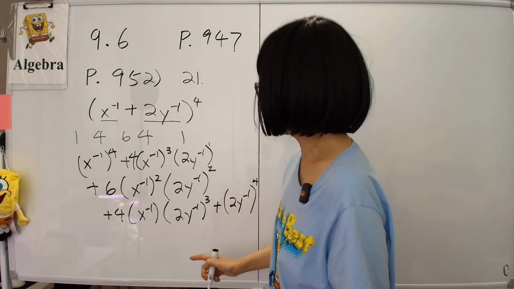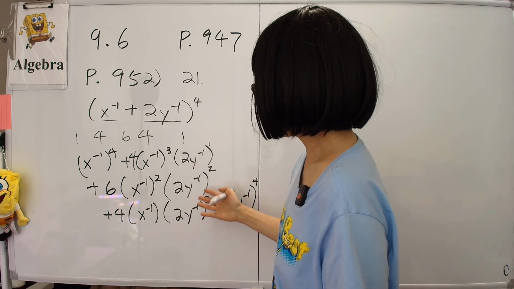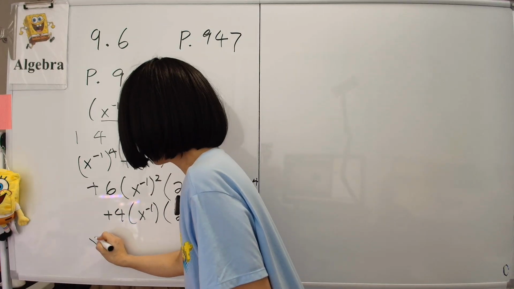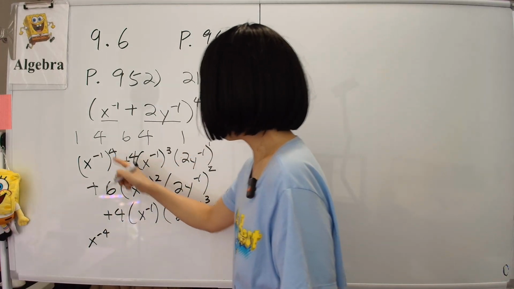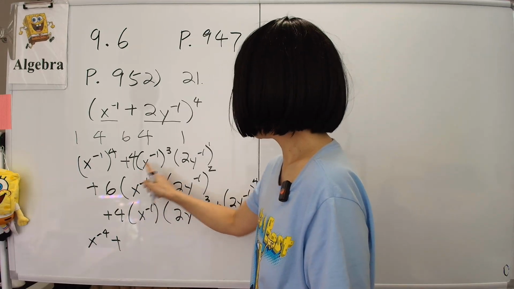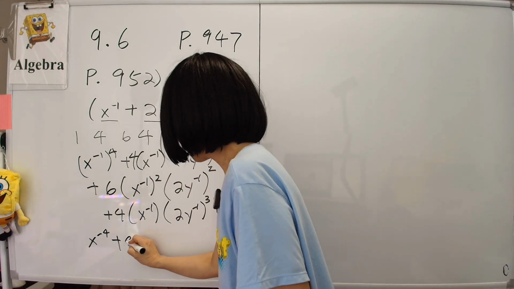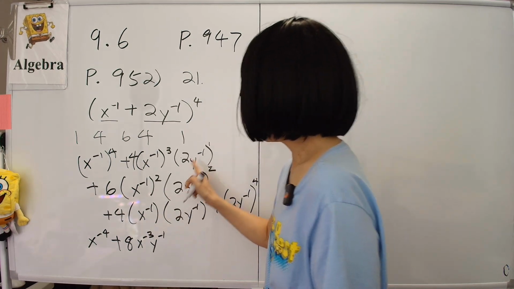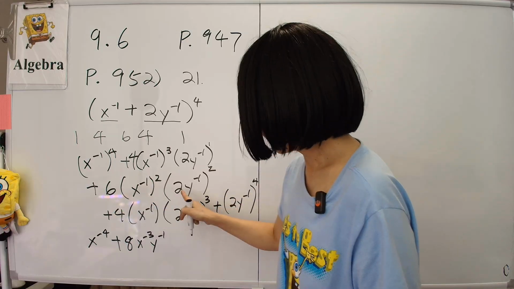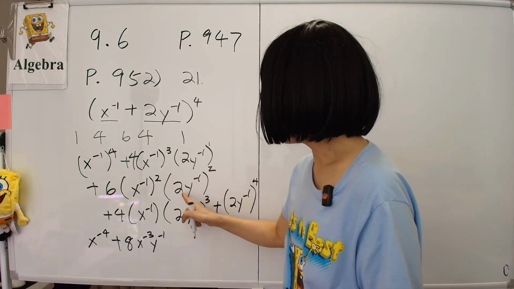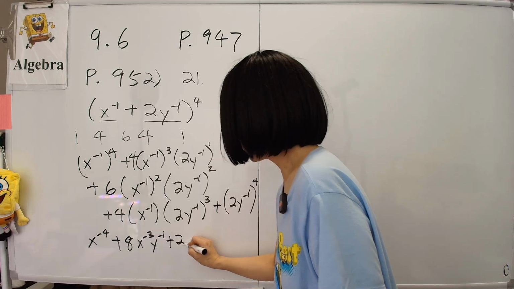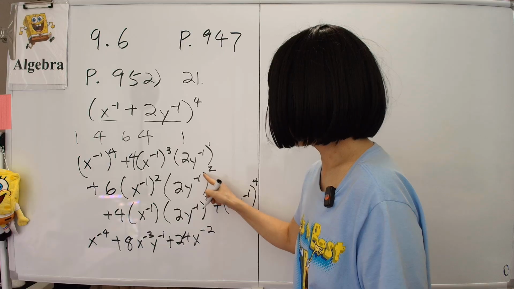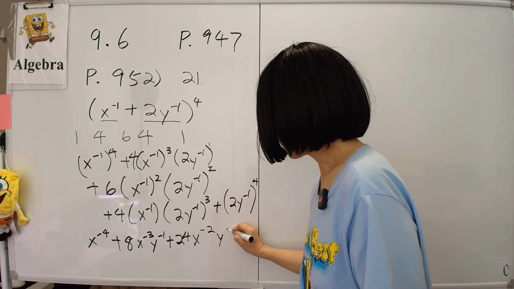Now that we have that out, we just have to do some cleaning up. The first one is just x to the power minus 4. It's minus 1 times 4. And the second one, there's a 4 here, there's a 2 here, so that makes it 8. 8 x to the power minus 3, y to the power minus 1. And then the third term with a 6 here, and there's a 2 here that's being squared, so it's 4. 4 times 6 is 24. So we have a 24 x to the power minus 1 times 2, which is minus 2, y to the power minus 1 times 2, also minus 2.